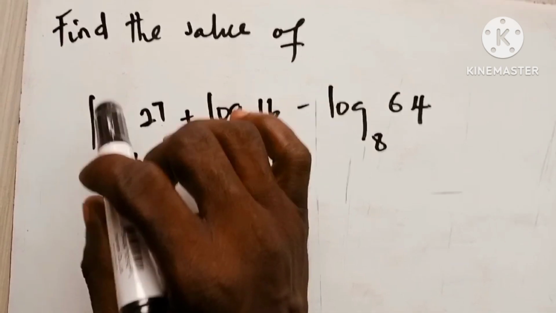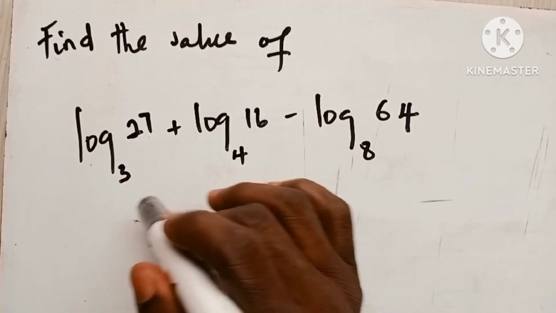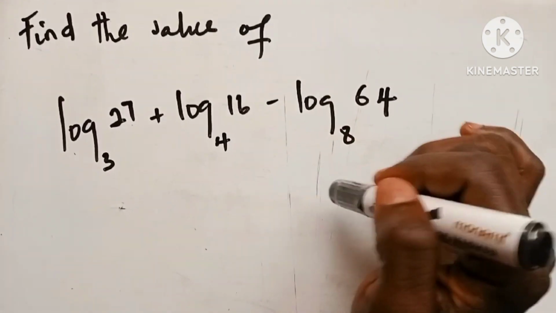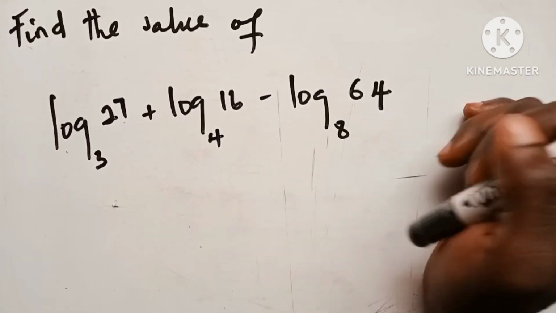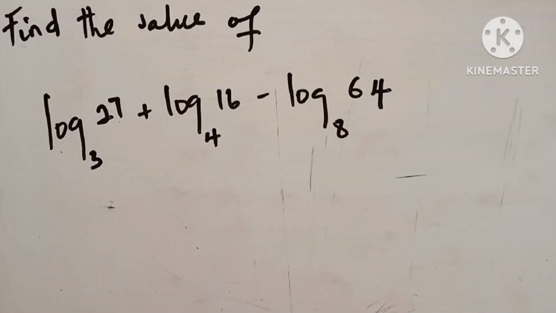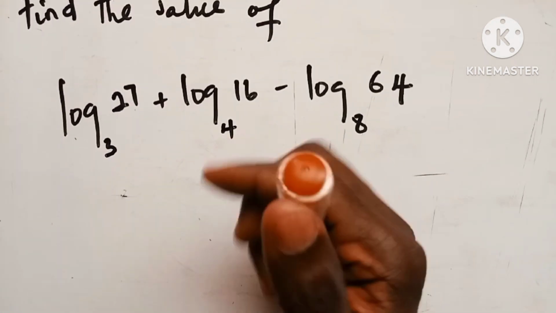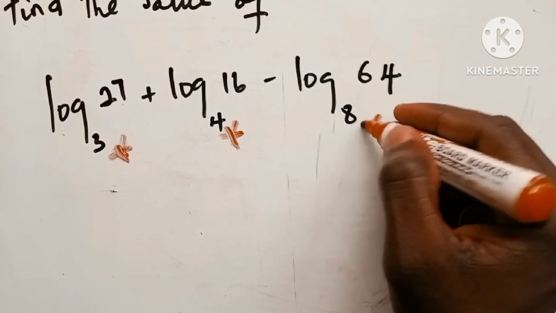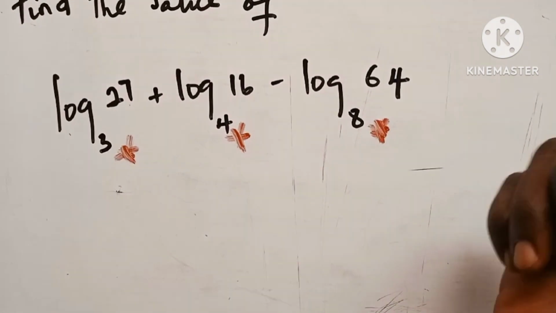Now this is the question. The first question says: find the value of log 27 base 3 plus log 16 base 4 minus log 64 base 8. So you can see clearly that the bases are different, right? This is base 3, this is base 4, and then this is base 8.